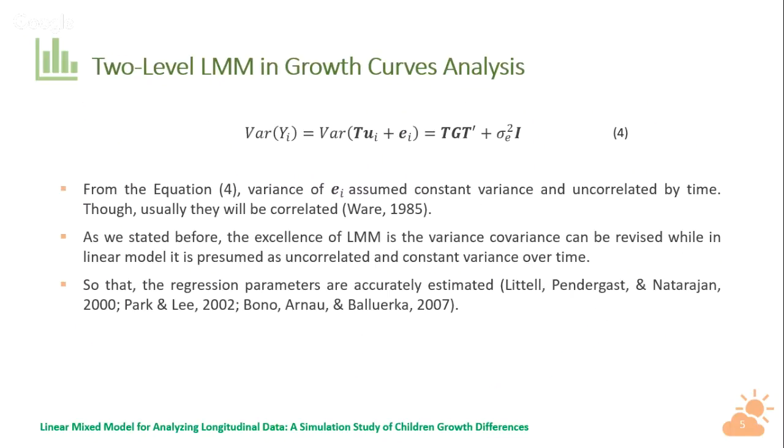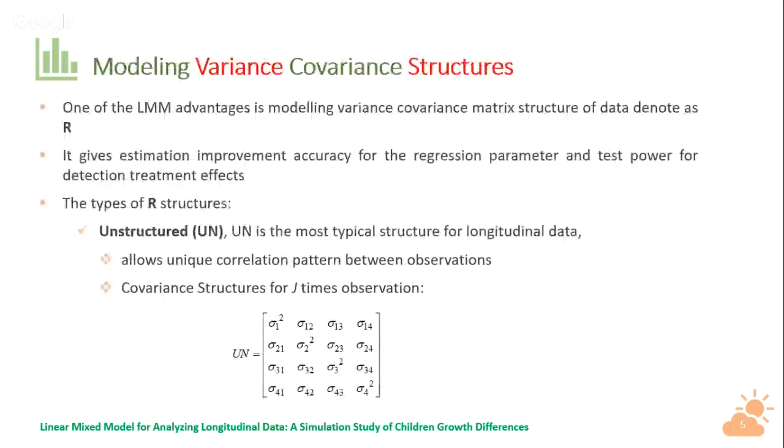This is some structure of the variance covariance model. One of the linear mixed model advantages is that we can model the variance covariance matrix structure from the data, which we denote with matrix R or sigma quadrat E, and it can give us more improvement in estimation accuracy, so that the power to detect treatment effect can be more accurate. And there are many types of R structure.